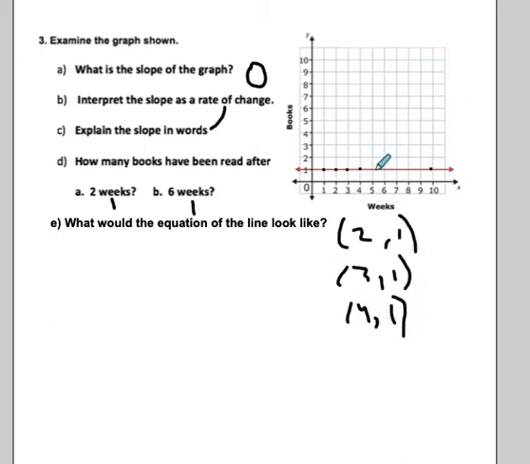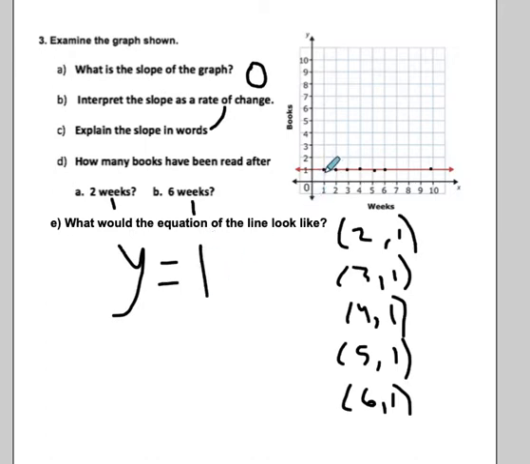Are you seeing the pattern yet? Here is 5 comma 1. Oh, look at this next point. That's 6 comma 1. So if you wanted to write an equation of a line that goes through these, x can be whatever you want it to be, but y is always stuck at 1. So the equation of a horizontal line, this specific horizontal line, is y equals 1.